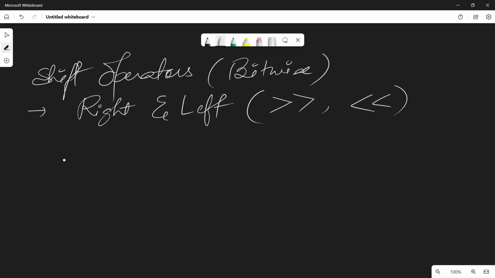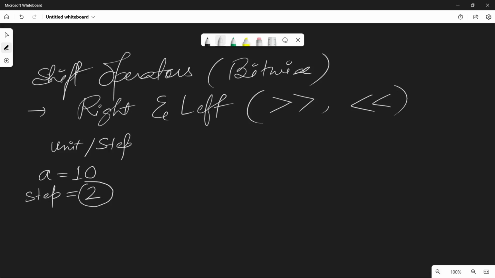Okay. So guys, while we are dealing with bitwise shift operations, just remember one thing. You will be given the unit or the step. Right? Say suppose I am taking a number a is equal to 10. And you are given step value is equal to 2. So what does this 2 mean? This means that you have to either go 2 steps to the right or 2 steps to the left. You have to shift the bits by 2 bits to the right or 2 bits to the left. I'm just taking an example. This value can change, depending on the question.